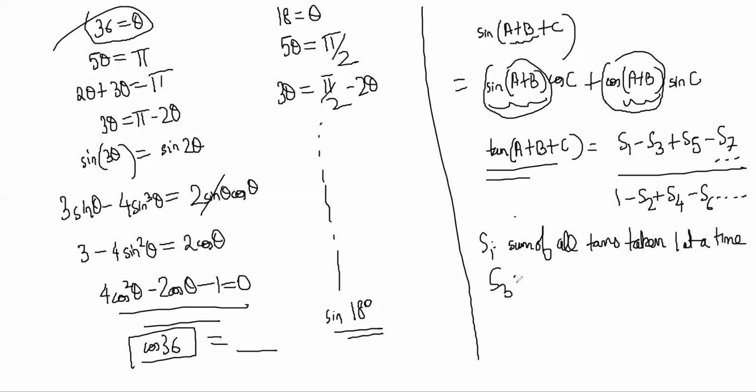S3 will be the sum of all tans taken 3 at a time. S2 will be 2 at a time, and so on. You understand the meaning of the word, right? So now let's just do it here.